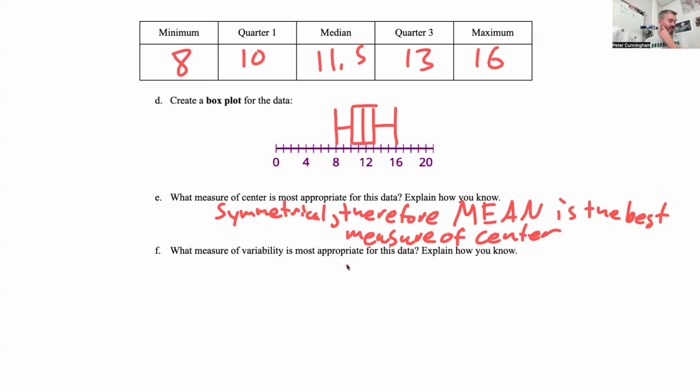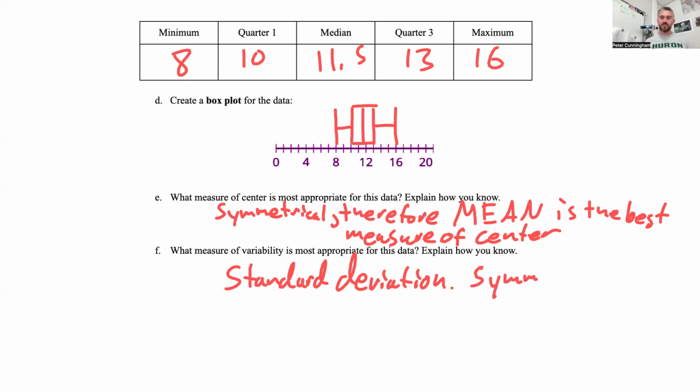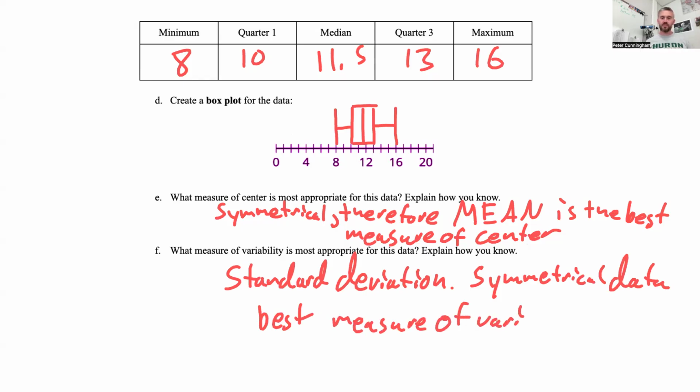Okay, so mean and standard deviation, they go together. So standard deviation, same as above with symmetrical data. It's the best measure of variability. Okay.